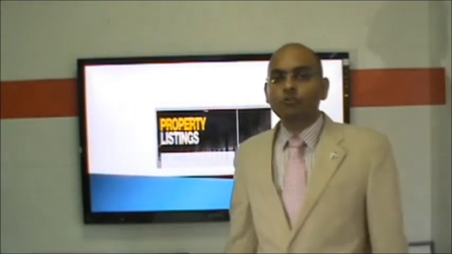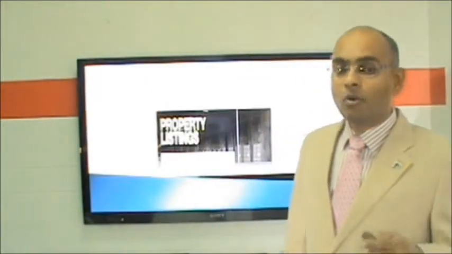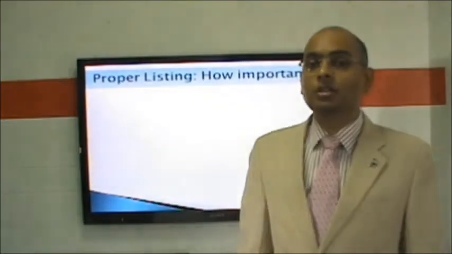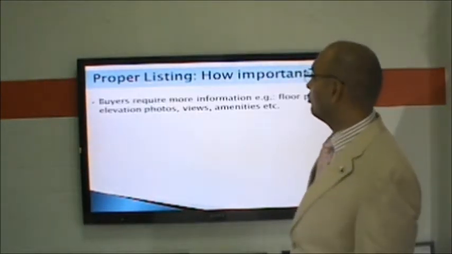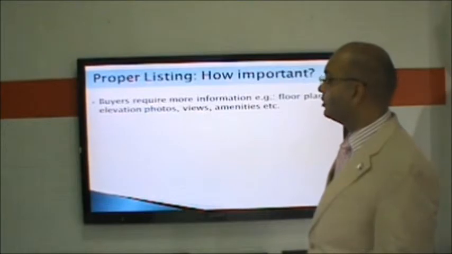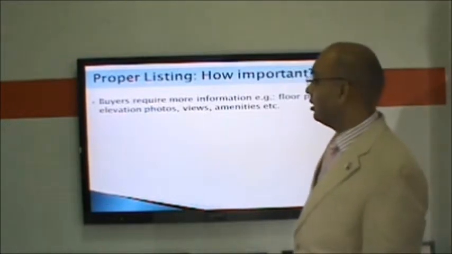Property listing. So we discussed that a good photograph is useful in property listing. Now what is a good property listing? Okay, we talked about good SEO. In that we mentioned that each property has its website, and if you use the right keywords, then you get a good ranking of your listing. But what is a good property listing? A good property listing is very important because buyers require more information: floor plan, elevation, views, amenities.